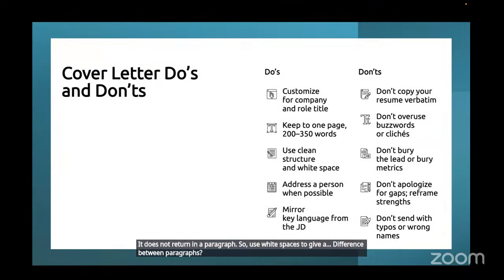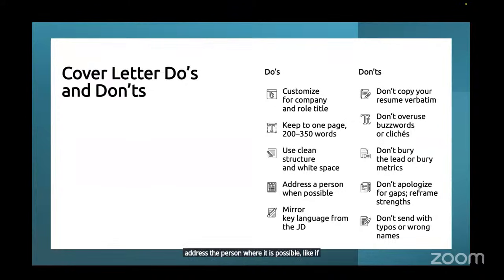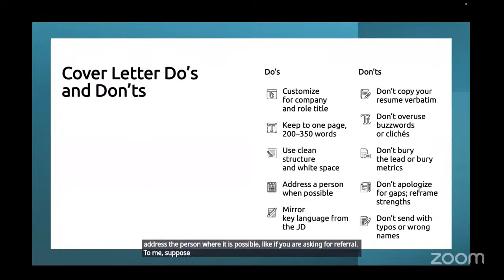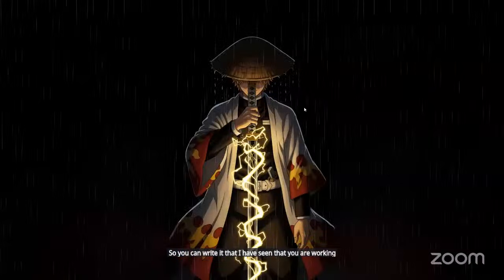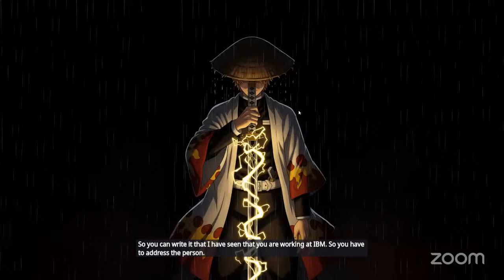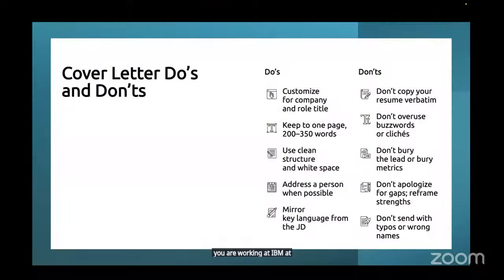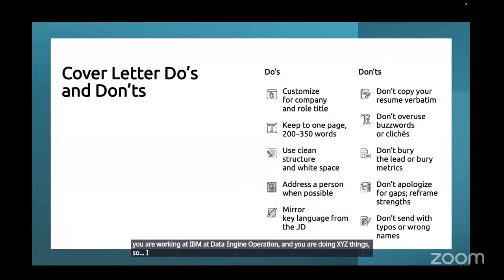Address the person where it is possible. Like, suppose you are asking for a referral from me, you can write that I have seen that you are working at IBM. So you have to address the person. You are working at IBM at a data engineer position and you are doing XYZ things. So I hope that you would refer me for XYZ position.